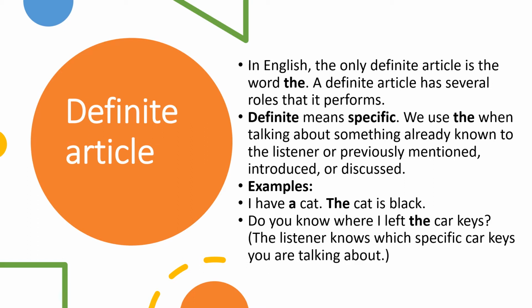Definite means specific. We use the when talking about something already known to the listener or previously mentioned, introduced, or discussed. Examples are: I have a cat. The cat is black. Do you know where I left the car keys? In this sentence, the listener knows which specific car keys you are talking about.